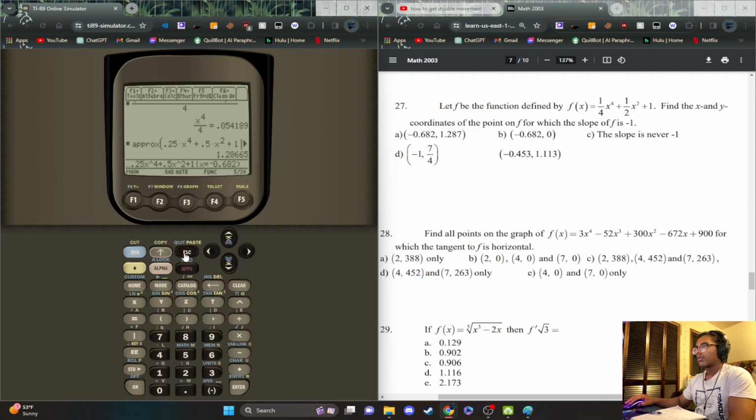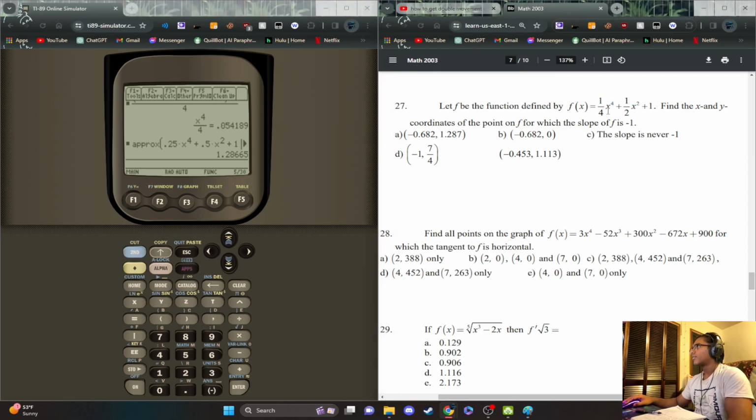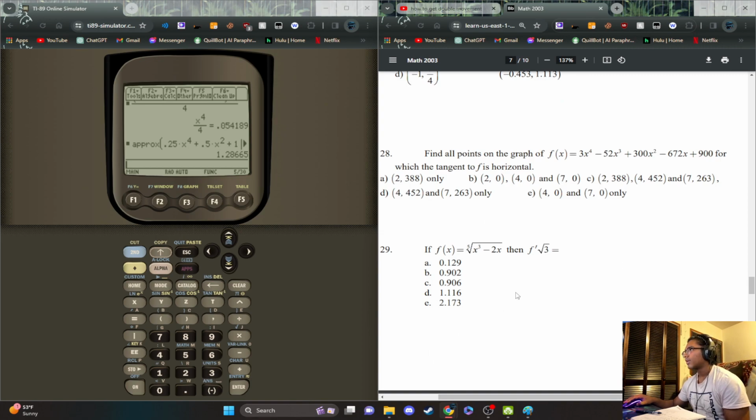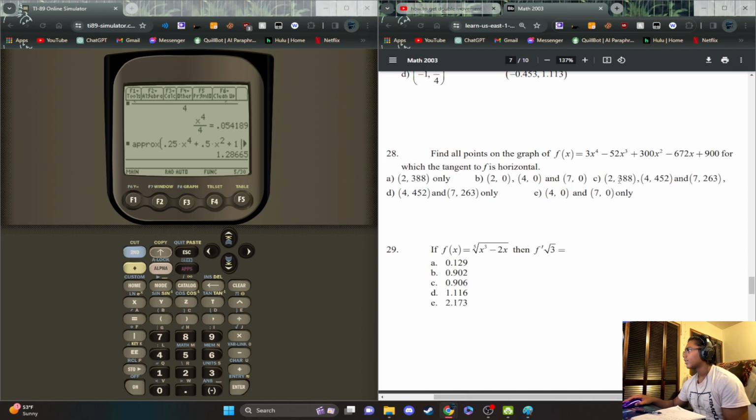Hold up, how do I get out of this? Quit. Okay, whatever. Clear. So first you find the derivative of this, because they're asking for the slope first. Slope of f, and then you set that equal to, I mean, set that equal to -1, and then you find x. Then you plug that value for x back into the original function, and you get the y value. If you do all that right, you'll get the answer. Okay, find out the values for f.